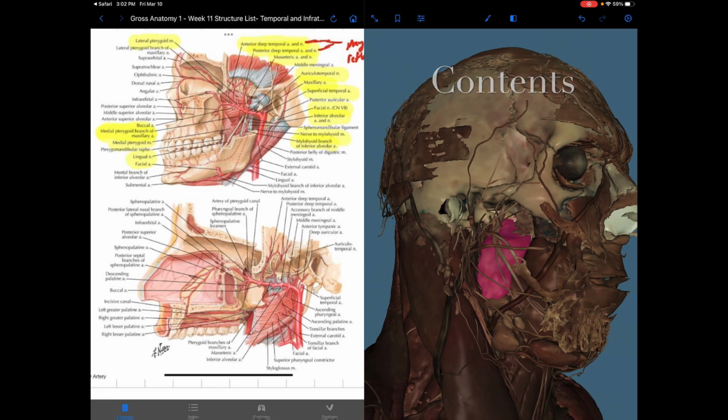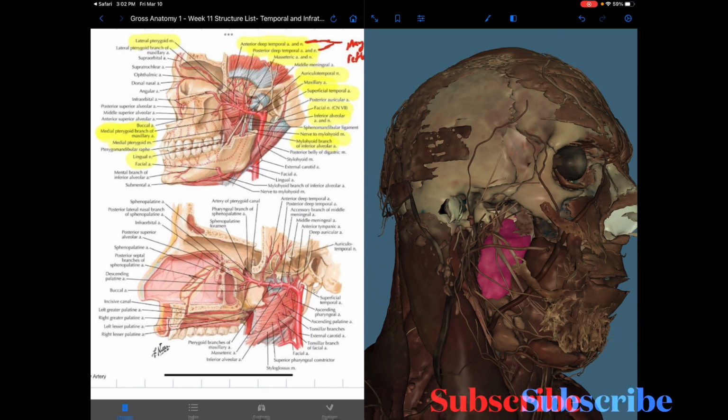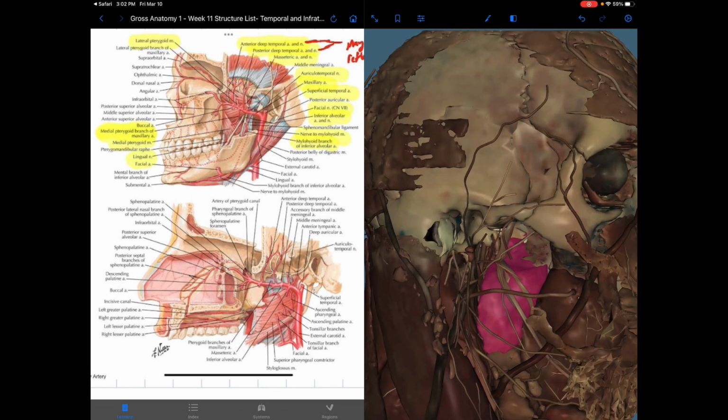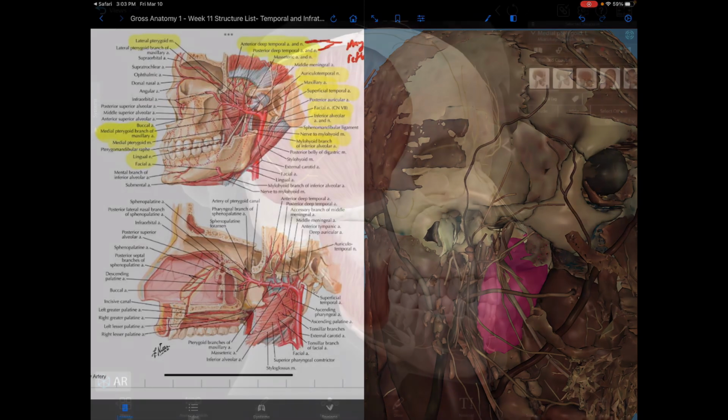The contents of the infratemporal fossa include the lower part of the temporalis muscle, the medial and lateral pterygoid muscles, actually the one you're looking at right now is the medial pterygoid, the mandibular nerve and its branches, the chorda tympani, the otic ganglion, the maxillary artery and its branches, and the pterygoid venous plexus and maxillary vein.